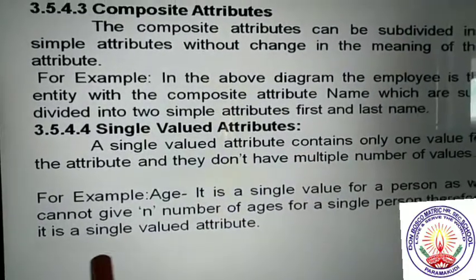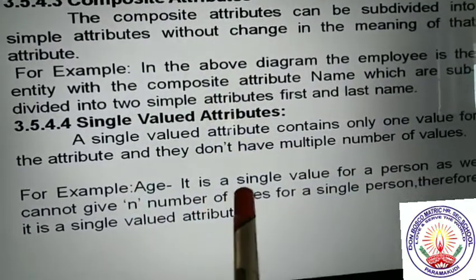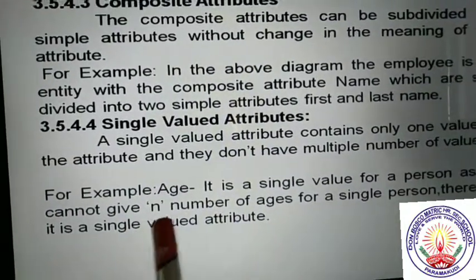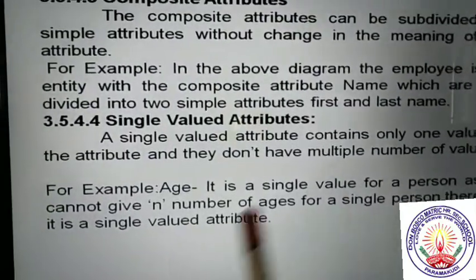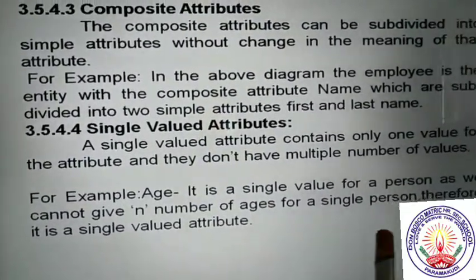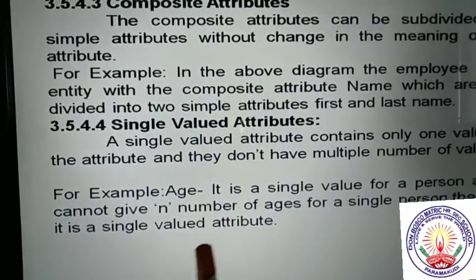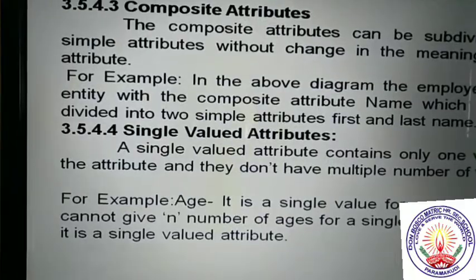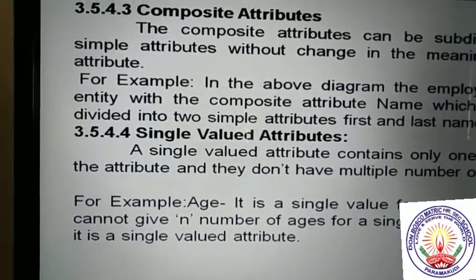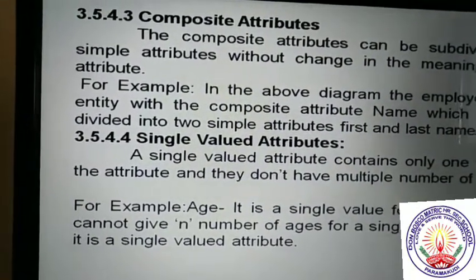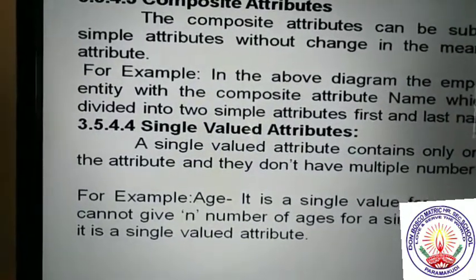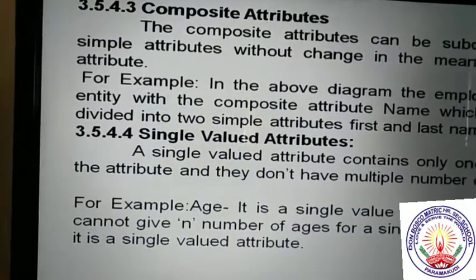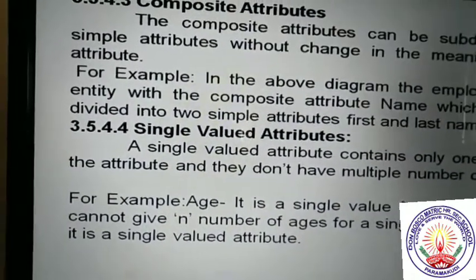Okay, so for example, age is a single value for a person, as we cannot give a number of ages for a single person. Therefore it is a single valued attribute. So the simple concept: single valued attributes means one person gets one value, a permanent value. Age is permanent for them at a given time.